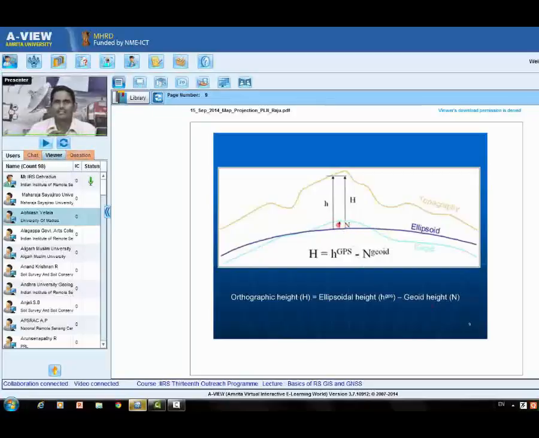and this geoid may be above the ellipsoid surface, or it can be below the ellipsoid surface. Here it is above, but here it is below. So basically it becomes a minus value in one case and a positive value in the other. Here it will be an added value, but here it is minus. N, the geoid height, is the height between the ellipsoid and the geoid surface. So that's why the orthometric height is the ellipsoidal height minus the geoid height.